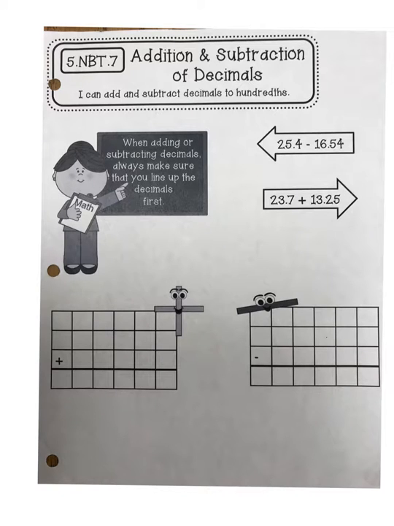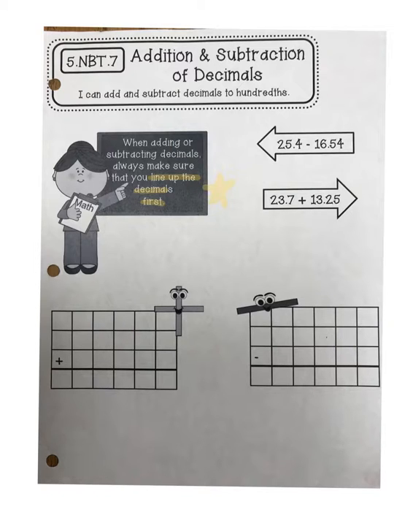So today we're going to be learning how to add and subtract decimals using the standard algorithm. Just like you add and subtract whole numbers, you can add and subtract decimals in a very similar way. But there are some important things that we have to make sure we do. So let's read this little teacher's blurb on her board. She says, when adding or subtracting decimals, always make sure that you line up the decimals first.